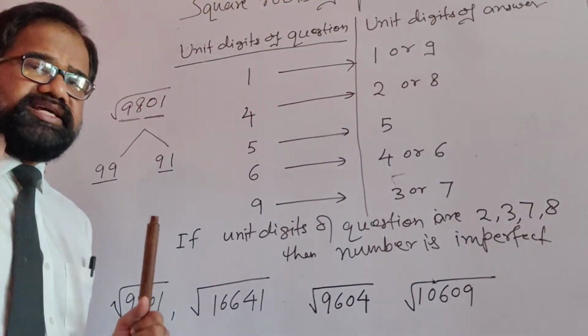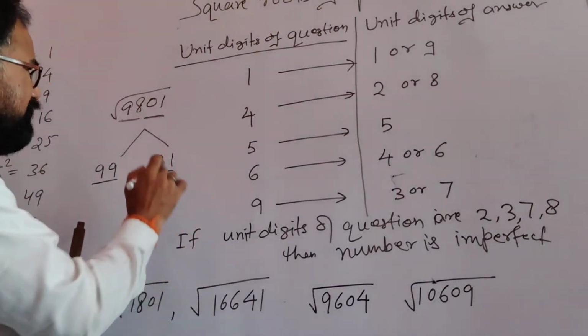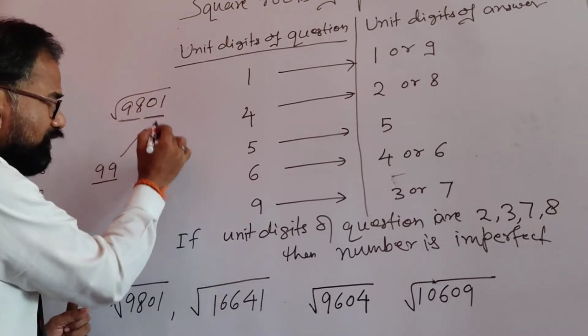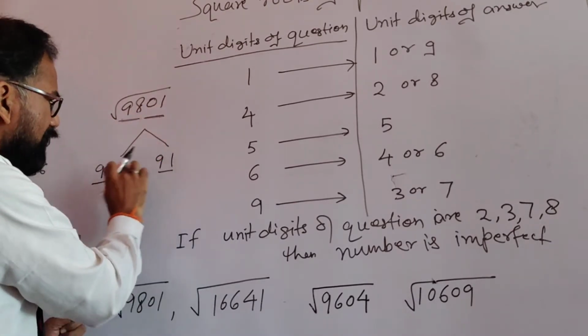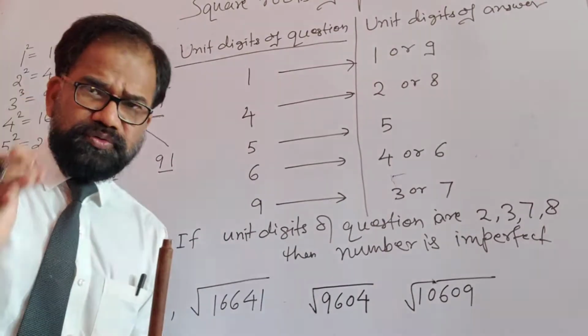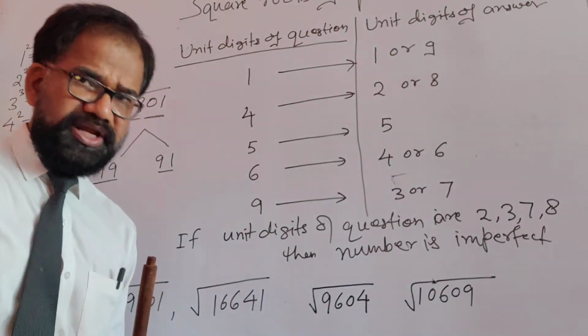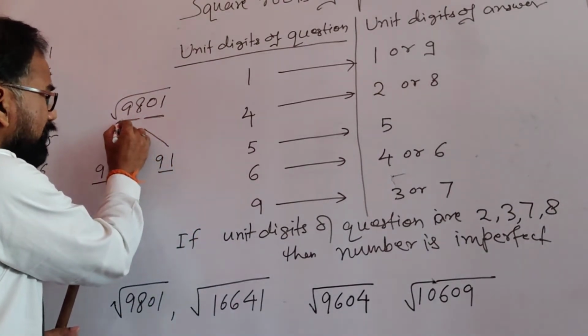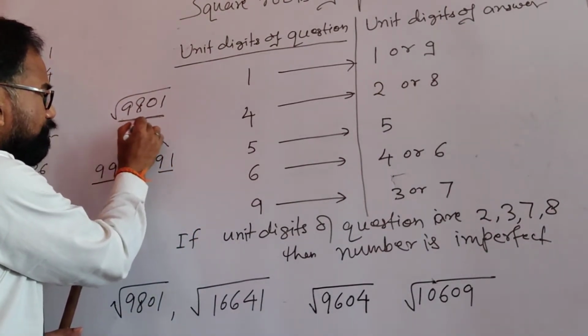Step number 1. Step number 2, if the unit digit of your question is 1, then the unit digit of your answer will be 1 or 9. This is step number 2. Now step number 3, you have, this is 98 now.